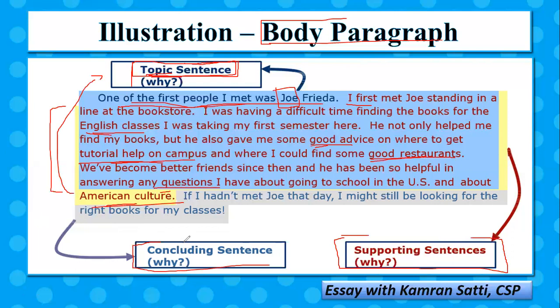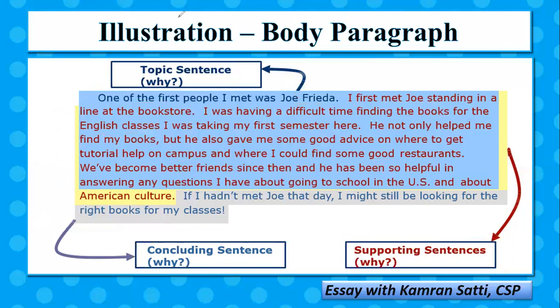And lastly, this is the concluding sentence of a body paragraph. If I hadn't met Joe that day, I might still be looking for the right books for my classes. So that is the concluding sentence of my body paragraph. Remember that a body paragraph has three parts. Number one, topic sentence. Number two, supporting sentences. And number three, concluding sentence. So this is the illustration of a typical body paragraph. Moving on.